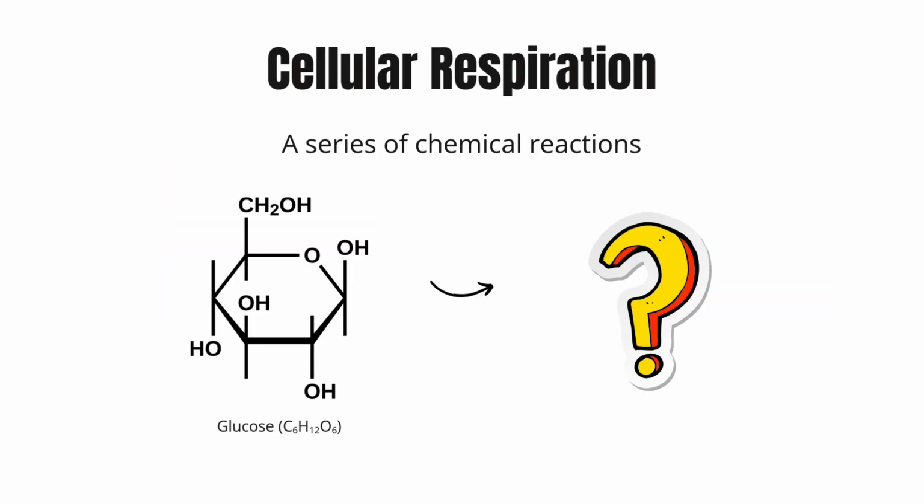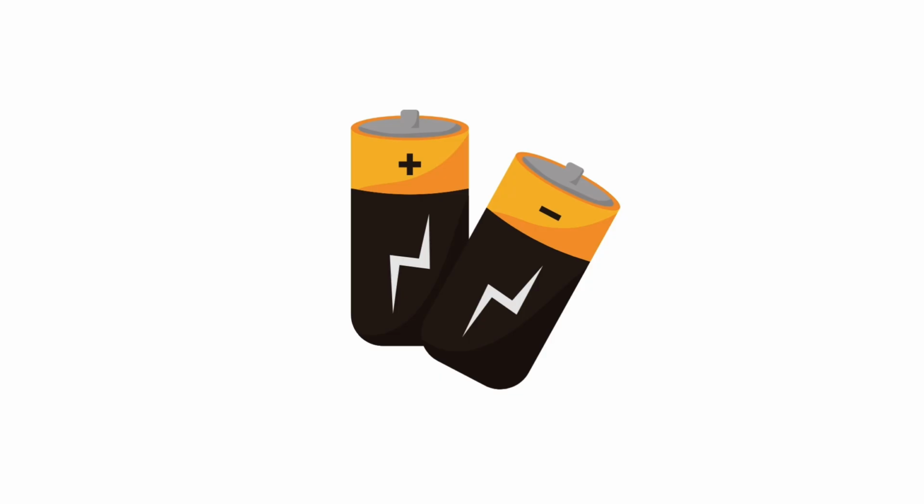Cellular respiration is a series of chemical reactions that convert the chemical energy in glucose, a sugar molecule, into a usable form of energy called ATP, which is short for adenosine triphosphate. ATP is like your cell's battery pack. Some people refer to it as your body's energy currency.